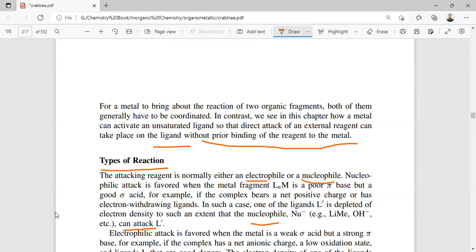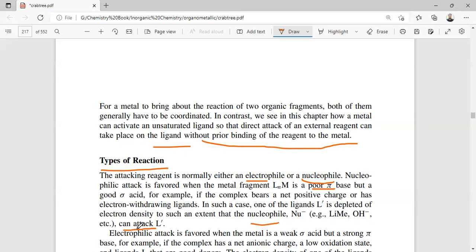That means the nucleophilic attack on the ligand is possible when the metal is electron deficient. That means the metal is a poor pi base, or there is a ligand in the ligand framework that will withdraw electron density from the metal center, so that will favor the attack of the nucleophile on the ligand center.